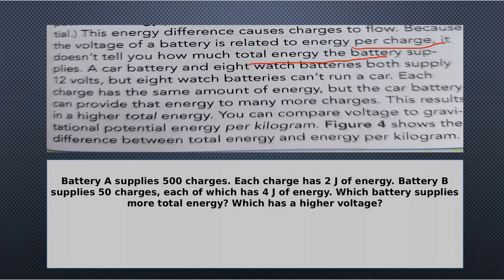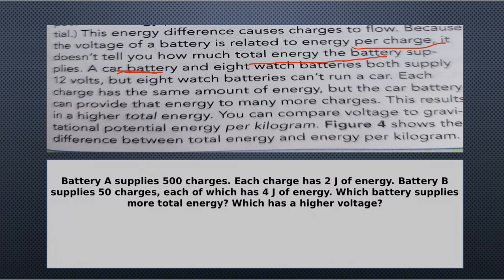No. A car battery, for example, and 8 watch batteries both supply 12 volts. For example, the battery of the car supplies 12 volts. Okay? And 8 watch batteries, these small batteries that are present inside your watches, can also supply 12 volts in total. But 8 watch batteries cannot run a car.